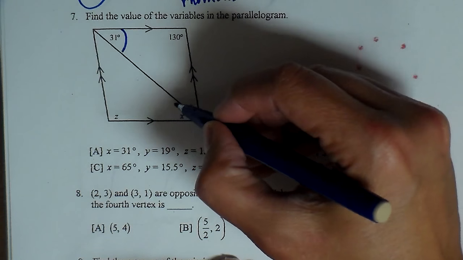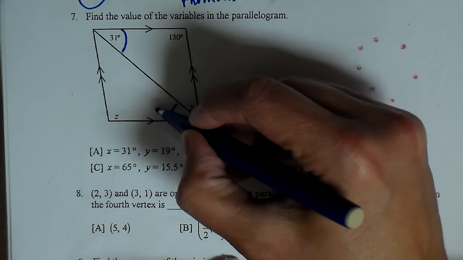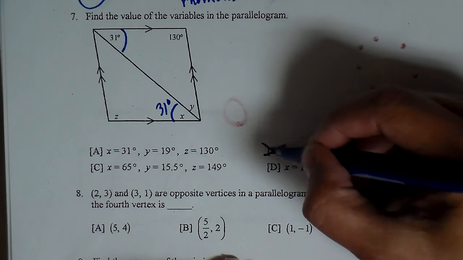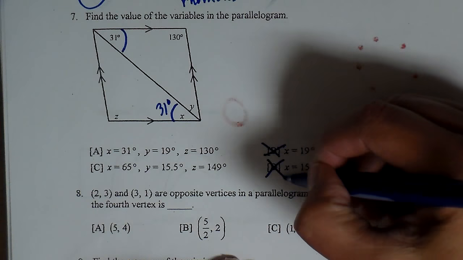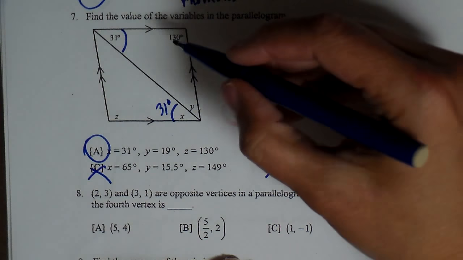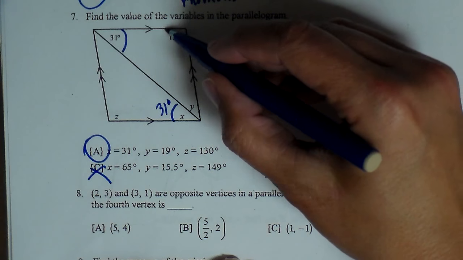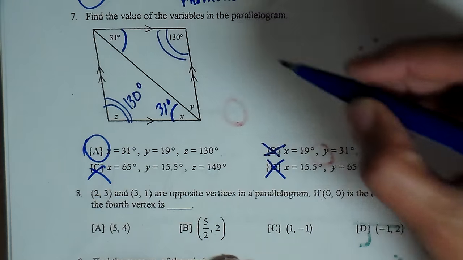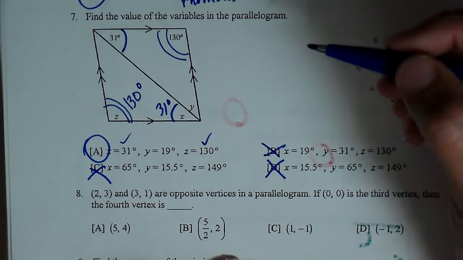For example, 31 and x will be the same, so x is going to be 31. So you can cross out all of the ones that don't have x as 31, which is going to leave you with A. That was pretty easy. If this is 130, we go opposite angles. What is z going to equal? 130. So z has to be 130.